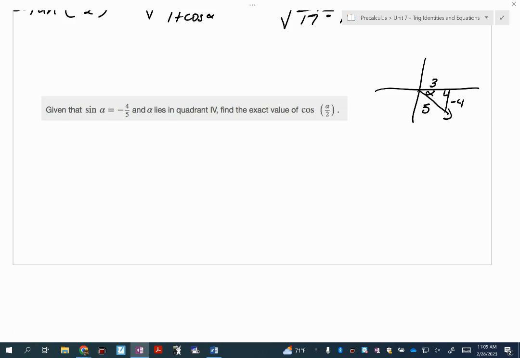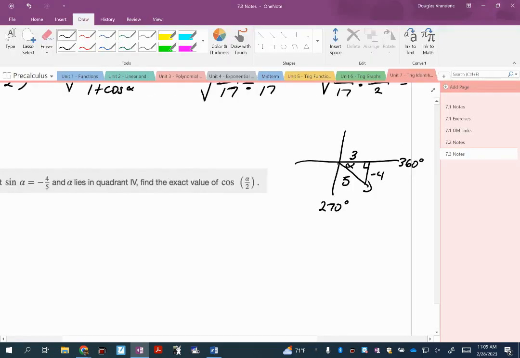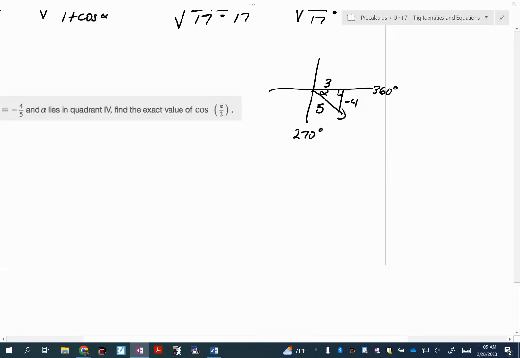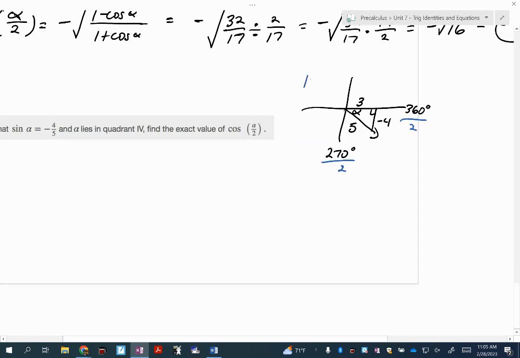All right, so we need to find the exact value of cosine of half of alpha. So again, if it's in quadrant 4, that's between 270 and 360 degrees. So let's cut those in half. If we divide them by 2, we already know 270 divided by 2 is 135, which is in the second quadrant, and 360 divided by 2 is 180. So somewhere in between here, and that is in quadrant 2.